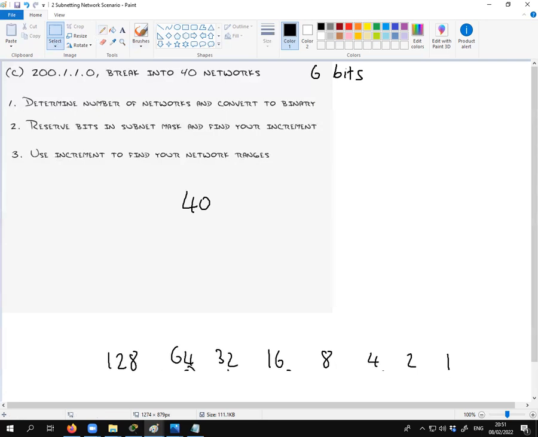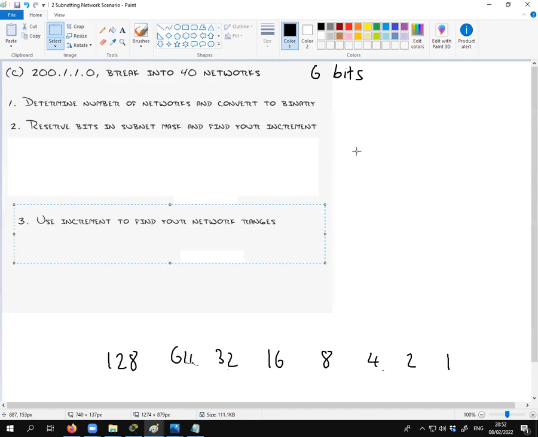So we look at the second part now, right? 6 bits make 40. So the increment. Okay, so that's done there. So we go into the second part. We need to reserve those bits in the subnet mask and find the increment value. So it's a class C. The default subnet mask for class C is 255.255.255.0, yeah?